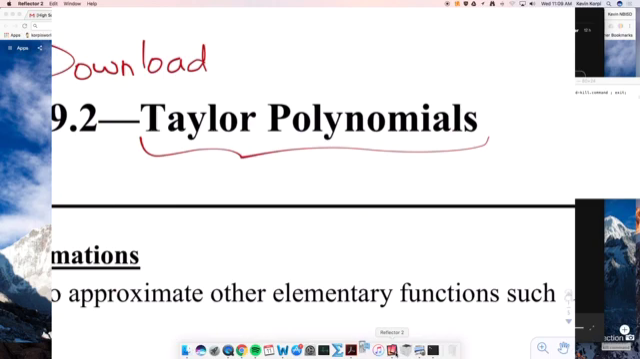Taylor polynomials. This is going to be an intro to Taylor series. What is that, Hampton? A fennel fox. Okay, I've heard of them.